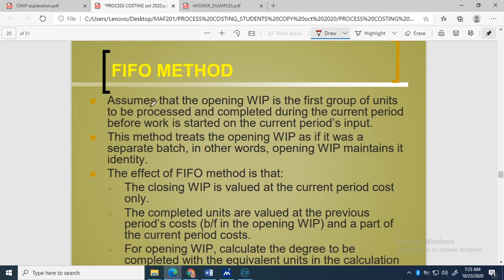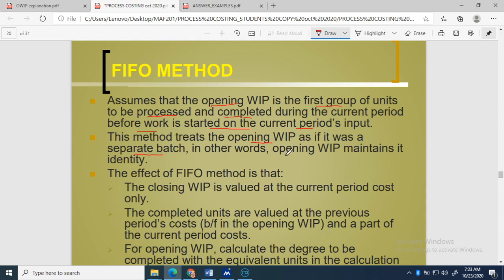Under the first in, first out method, we assume that the opening work in progress is the first group of units to be processed and completed during the current period before work is started on the current period's input, because this opening work in progress comes from CWIP from the last period. In order to continue, we should continue the process in the current period. So that's why we have to process the opening work in progress first. So this method treats OWIP as if it was a separate batch.